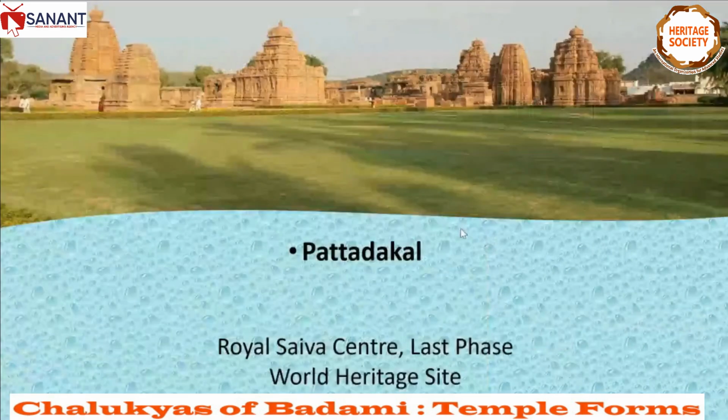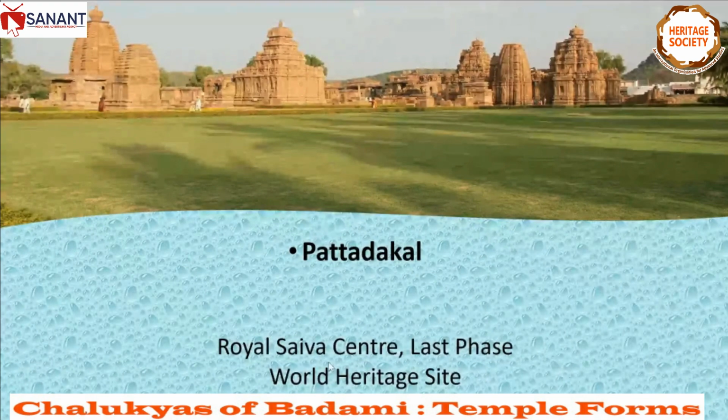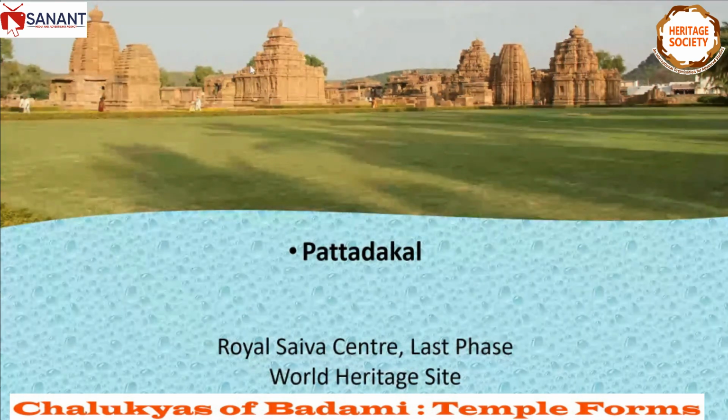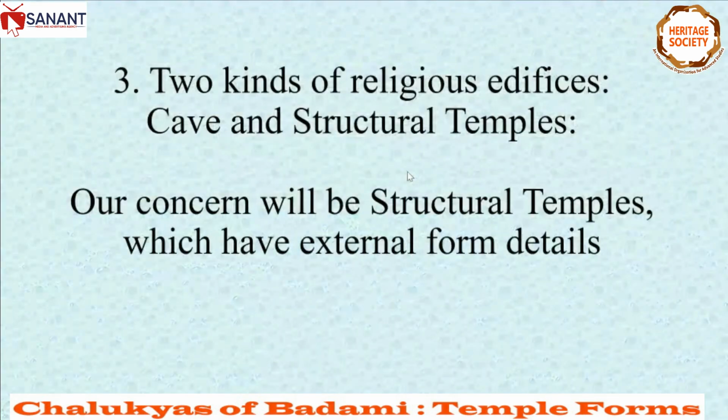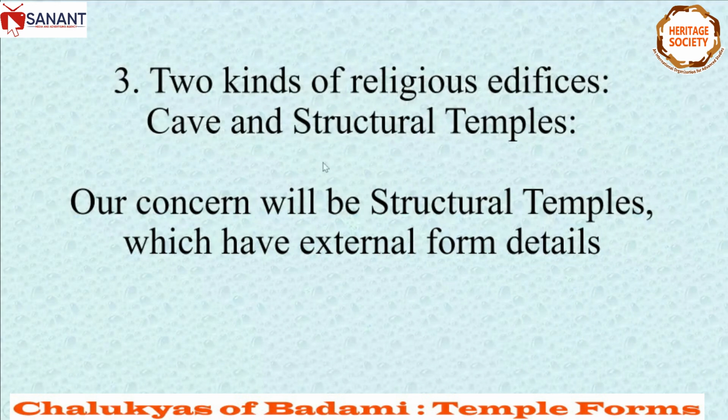So the last of the Chalukya Devadroni, you can say, royal Shaiva center sites is Pattadakal, which is a World Heritage site. You will see the cluster here of the temples in which the forms used are the Dravidian form like this, and the Nagara form or the northern form like this, and so on and so forth. So these are the sites which we have.